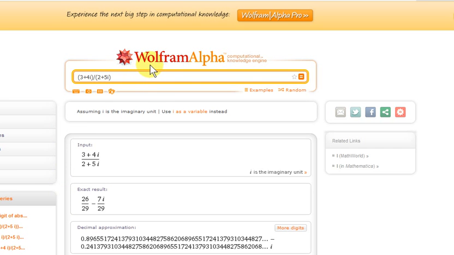If you want to check your answer, you can go to wolframalpha.com or other websites and show your division like this. Put 3 plus 4i in brackets, and you want to divide it by 2 plus 5i. The letter i here is understood to be the square root of minus 1. So Wolfram Alpha understands i to be what we want, which is the square root of minus 1. And here's the result. So we've written these two complex numbers as a single complex number: 26 over 29 minus 7 over 29 i.